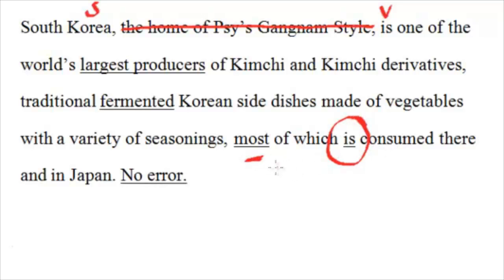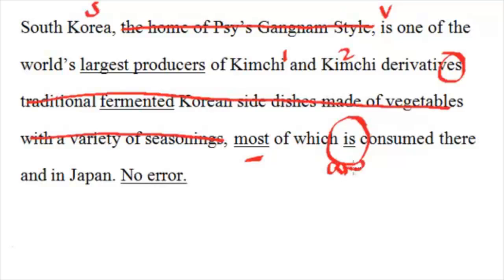Most means many. Many of what? Not these things. This is, again, a modifier. I don't want to say modifier, it's an appositive, which can re-describe a noun, right? So it's one of the largest producers of kimchi and kimchi derivatives. So these things are plural. Kimchi, one, and kimchi derivatives, two, and way more than two, because it says derivatives, many. Right? So most of which is consumed, though. It should be most of which are consumed there and in Japan.